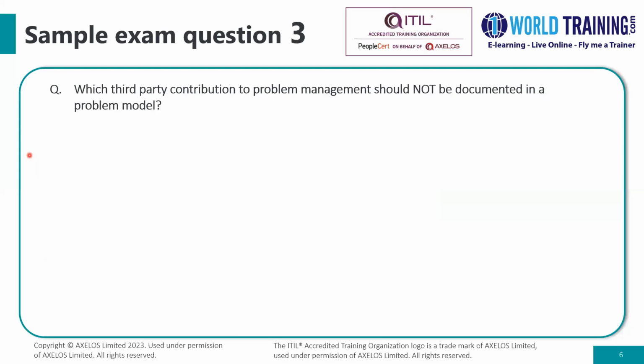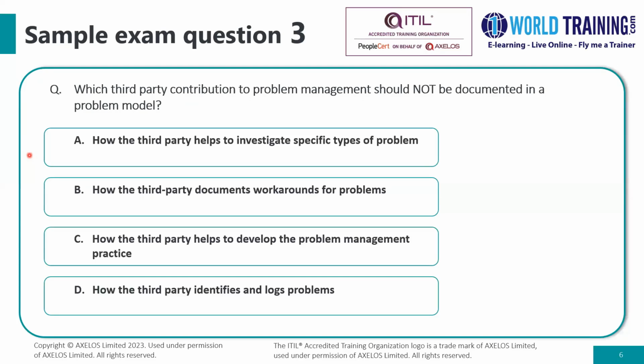The third question, which third-party contribution to problem management should not be documented in a problem model? A, how the third party helps to investigate specific types of problem. B, how the third party documents workaround for problems. C, how the third party helps to develop the problem management practice. Or D, how the third party identifies and logs problems.